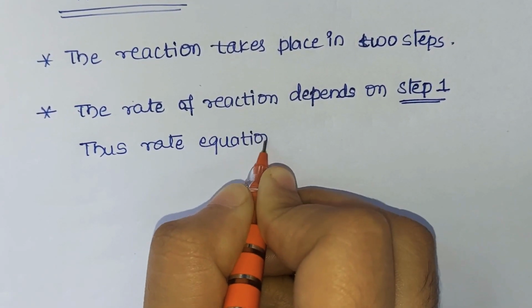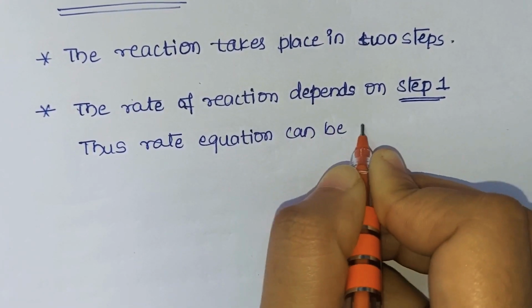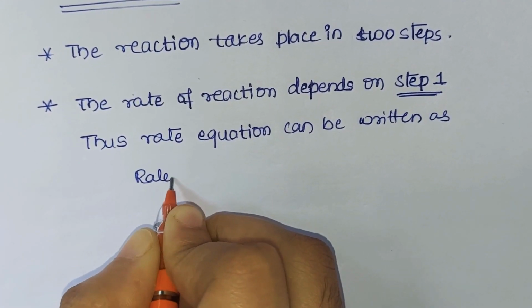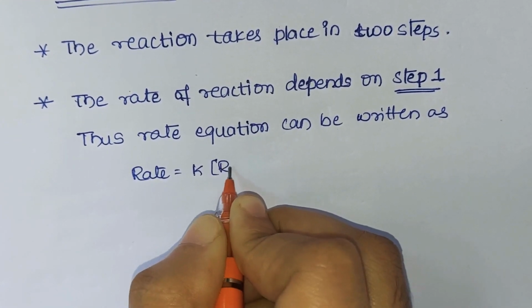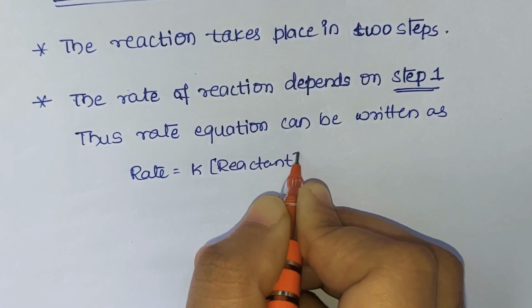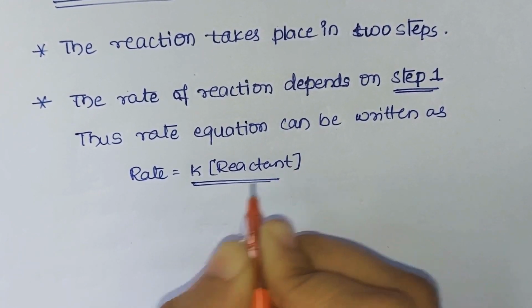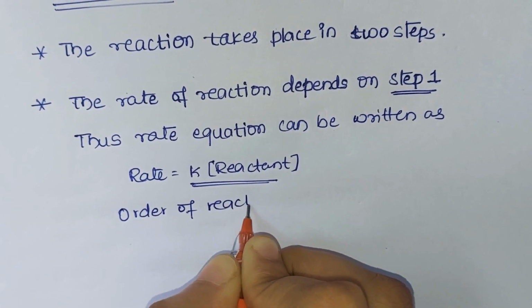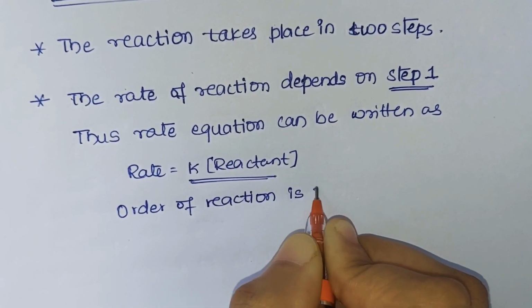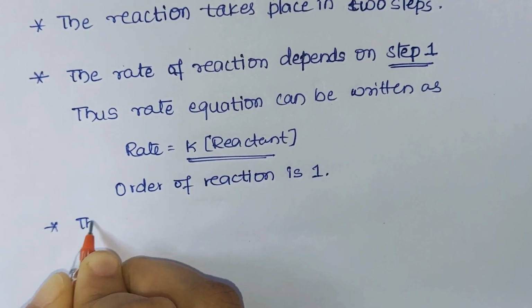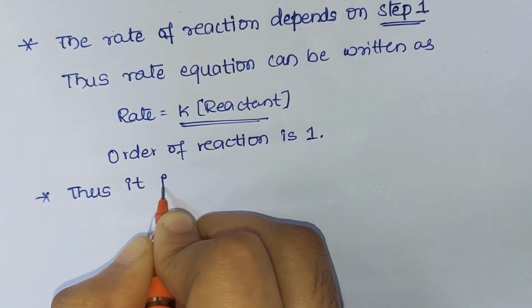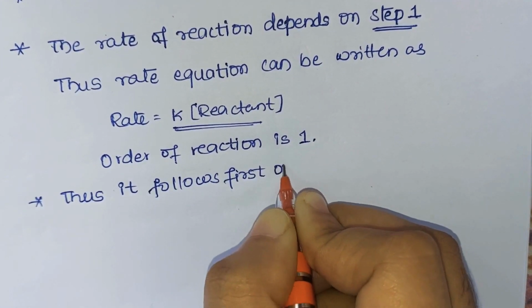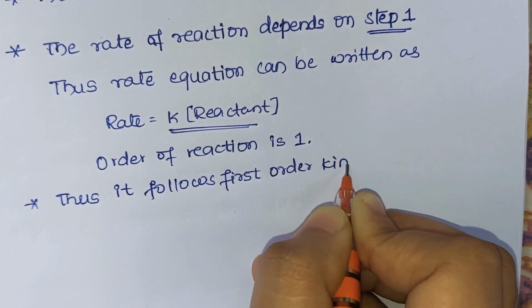Thus, what conclusion do we draw here? The rate equation is dependent on step 1. The rate depends on the reactants only, and since it is a slow step, it depends only on the first step. So rate is equal to K into the concentration of the reactant, that is our alkyl halide, only one reactant. What order does it follow? It follows first order kinetics. The order of reaction is 1.